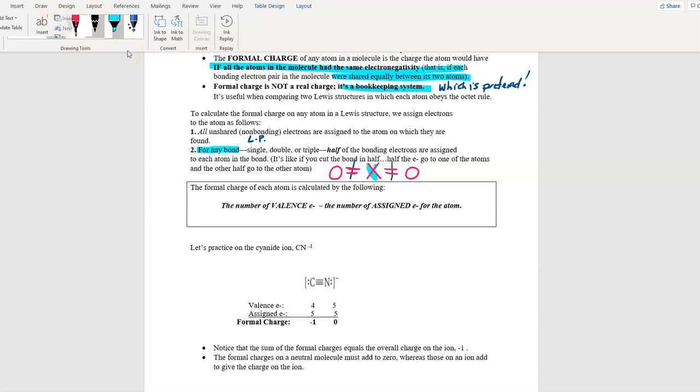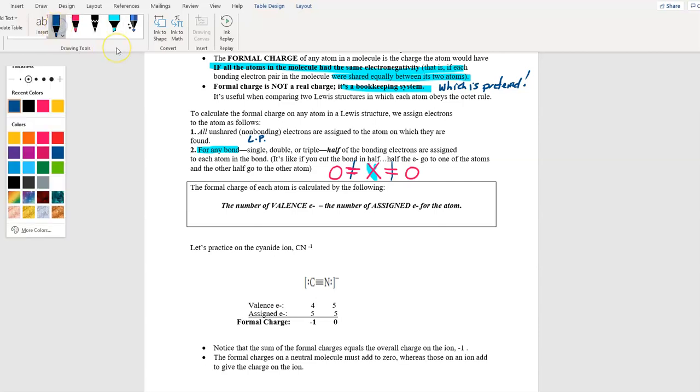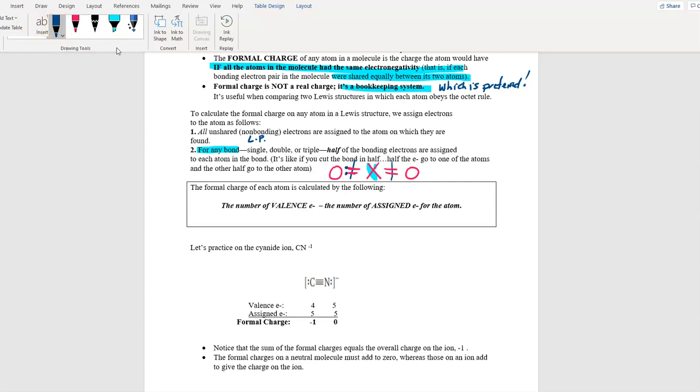And what formal charge is saying is this: half of the bonding electrons are assigned to each atom in the bond. So these 2 sitting right there, they go to oxygen. And these 2 in the bond, when you cut it in half, they go to the X. Same thing over here. Trust me, it's going to make sense once you see what I'm doing. So you cut the bonds in half. Half of the electrons go to O, half the electrons go to the X.